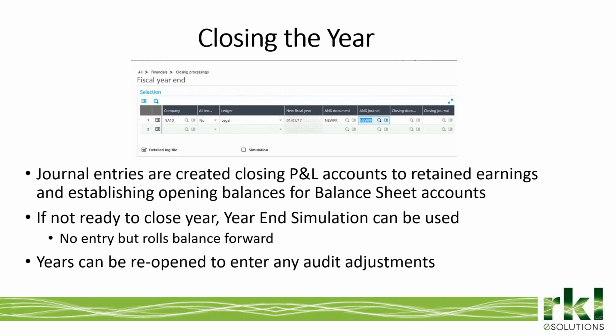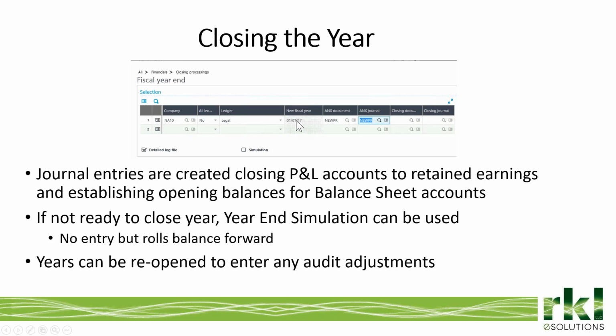All right, so now we're going to get into how we actually execute the year-end close. You're going to go under financials, closing process, fiscal year close. Then you're going to get this pop-up screen that is on the slide here. Make sure that you have the correct company selected. Make sure that all ledgers is set to no, and you're just going to close your legal ledger for now. This fiscal year, I got an old screenshot of this, so this new fiscal year will say 2019 this time.